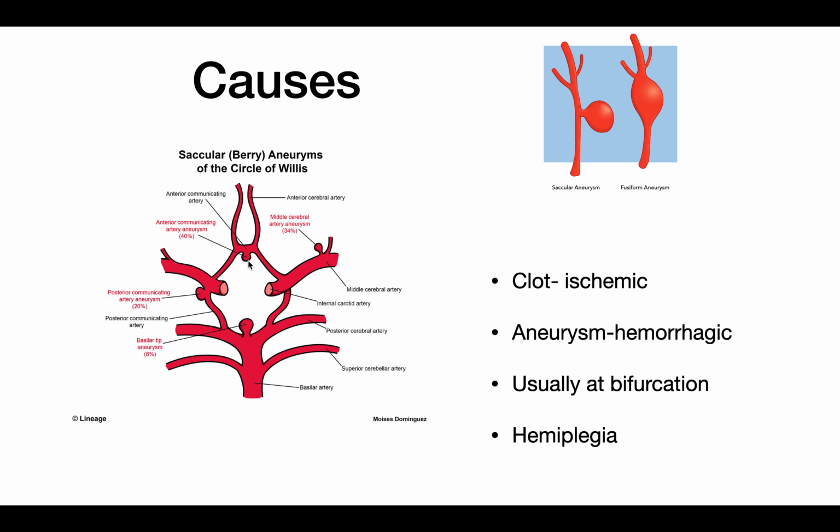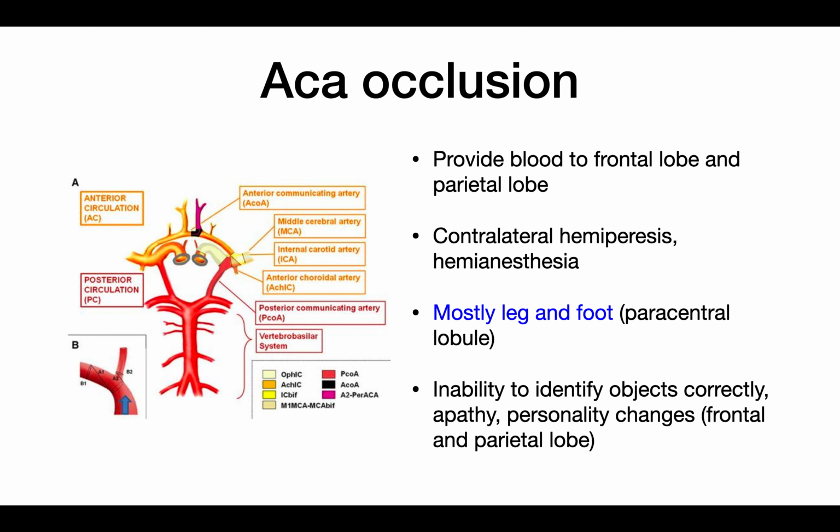The next up is going to be your middle cerebral artery. This is just due to the huge amount of bifurcations. The posterior communicating artery is also at risk, along with the basilar tip. So this is a lot more rare, but it's still there. A stroke in the circle of Willis is going to cause hemiplegia.